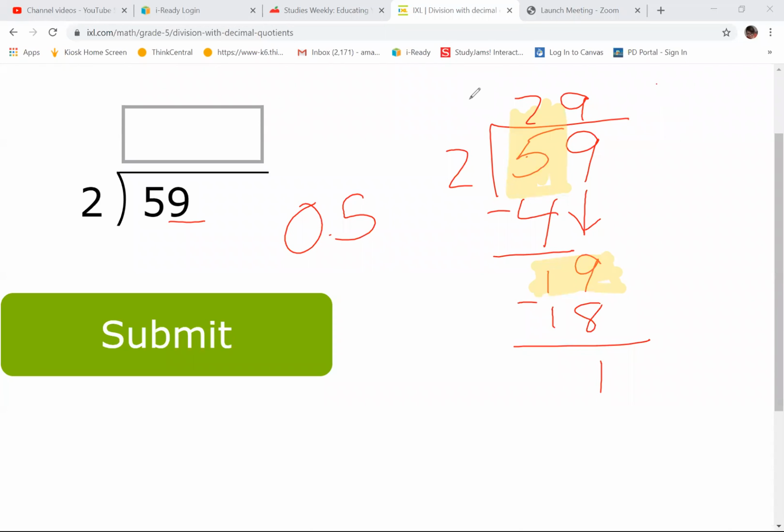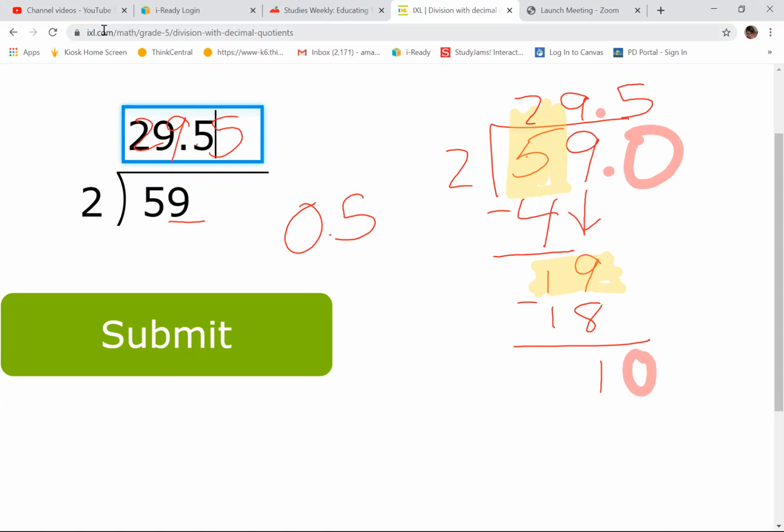But how can we show it using the algorithm here, because we always want to show our thinking. You show that there's a decimal there, and then that decimal carries straight up. And we can add a 0, and we'll add a 0. And now we have, what number times 2 is 10? That's how that 5 got there. So the answer is 29 and 5/10. 29 and 5/10. Awesome.